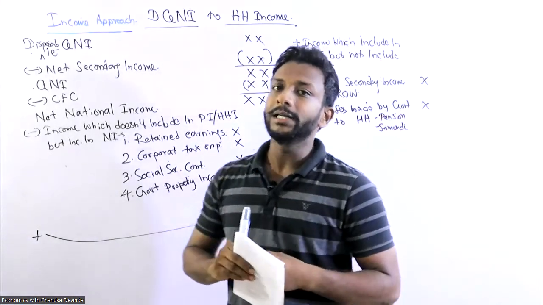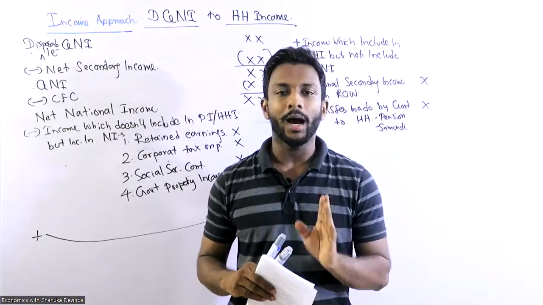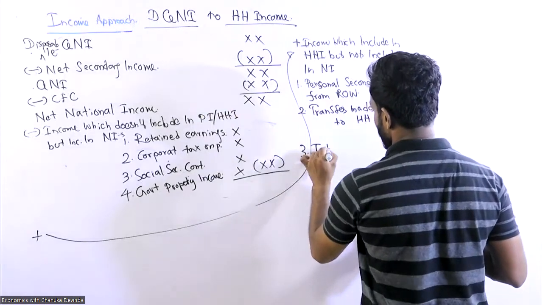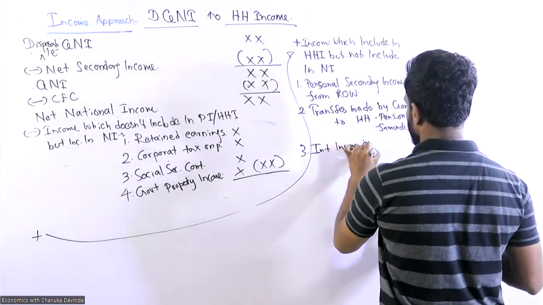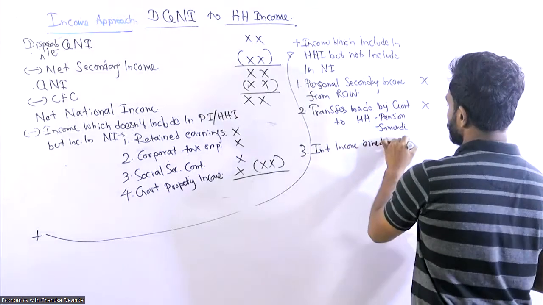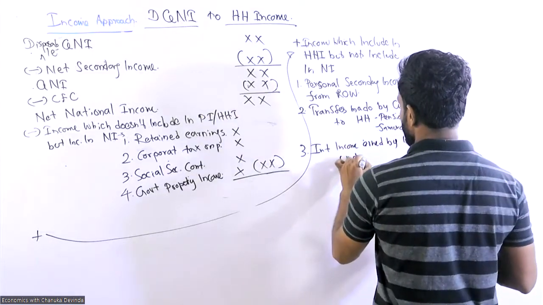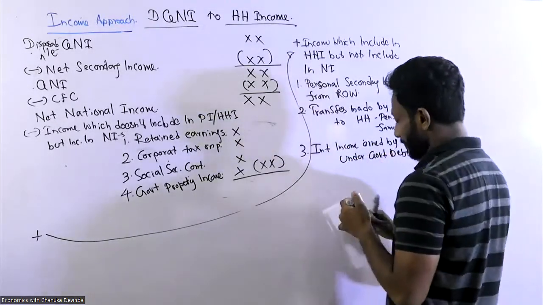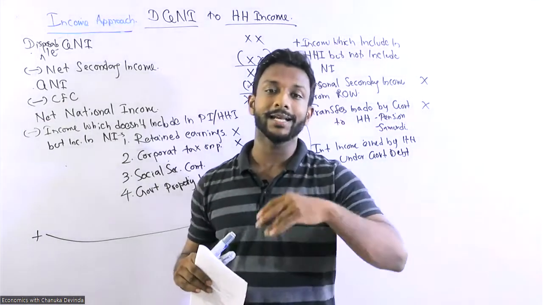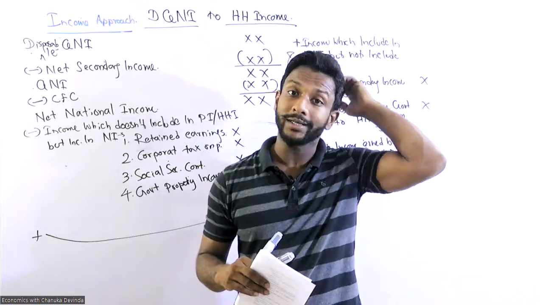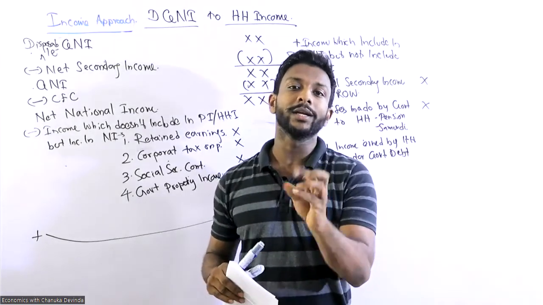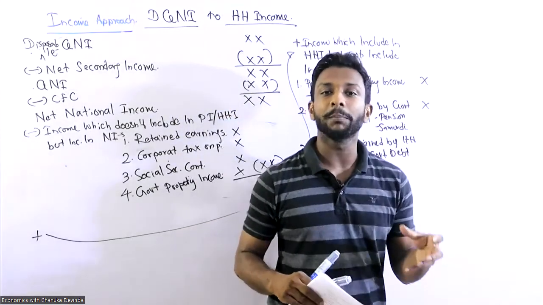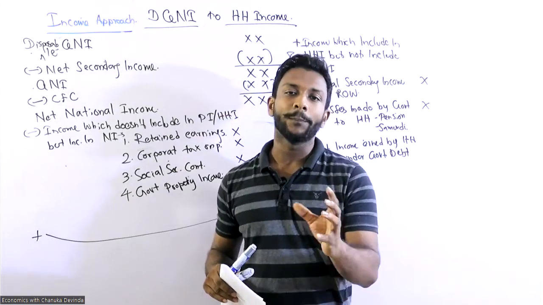What else? Third one, interest income earned by household under government debt, right? Interest income earned by household under government debt only, right? Because government interest income or government interest expenditure for household, we do not include in national accounting. We do not include in GDP or GNI because those expenditures are not made for funds obtained in the relevant year.